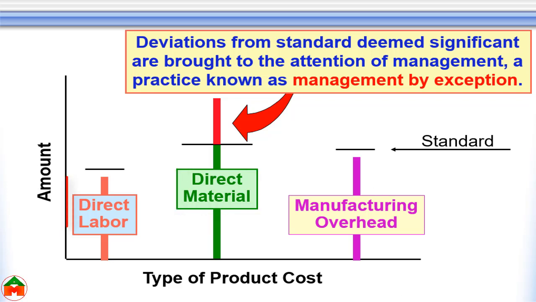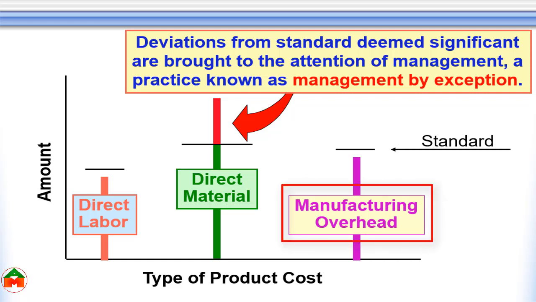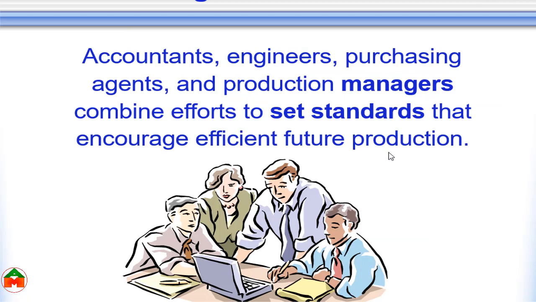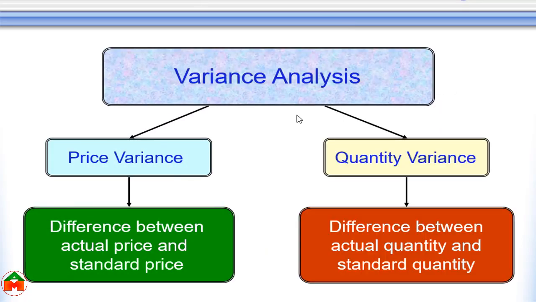Then we will find labor efficiency variance and labor rate variance. After that we will calculate manufacturing overhead variances: overhead quantity variance, which is called efficiency variance, and overhead price variance, which is known as overhead rate variance. Generally standards are set by the managers: accounts manager, finance manager, purchase manager. Ultimately in this chapter we are going to find price variance and quantity variance.